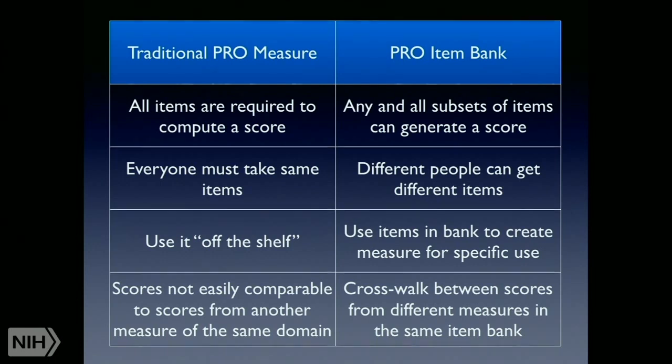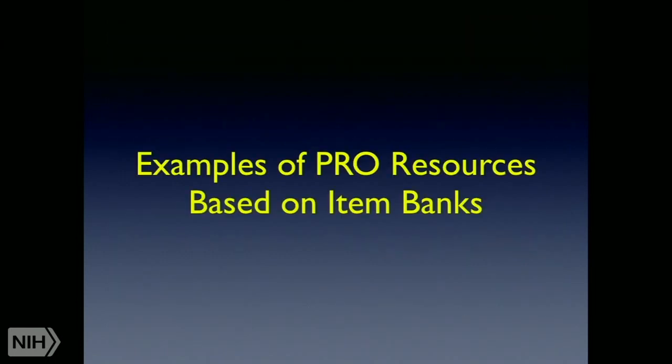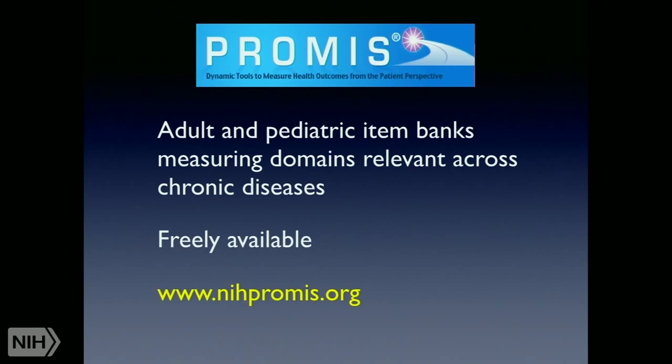Okay? All right. I mentioned that NIH has invested in item banks quite heavily and to great benefit, I think. A few examples here. The biggest one is probably PROMIS, the Patient-Reported Outcomes Measurement Information System. And over about 10 years of development, PROMIS has amassed quite a few excellent measures of the main types of health concepts that are relevant across chronic diseases for adults and children and adolescents. And they're freely available. You can go to NIHpromis.org for more information there.